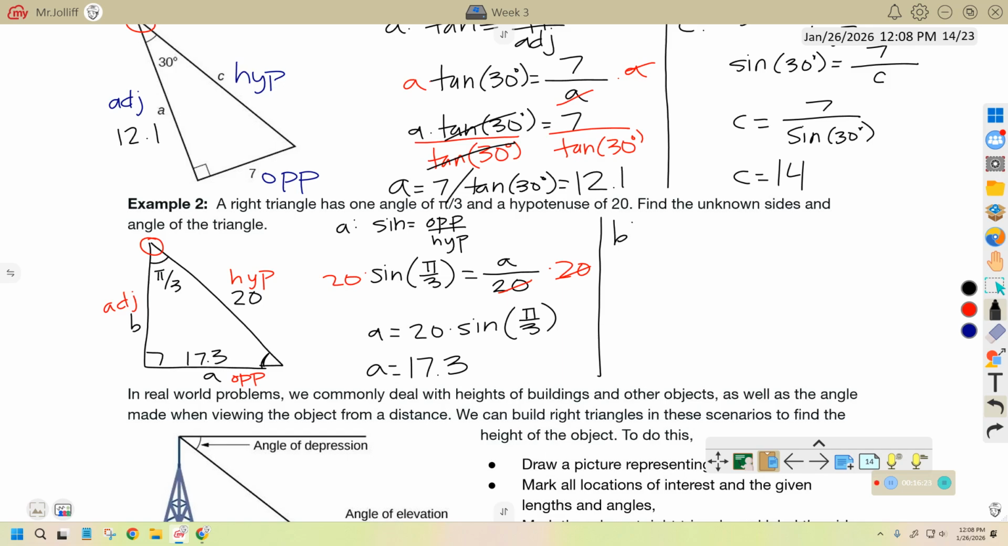I gotta find b. Somebody have a suggestion on how to do that? Cosine, very good. Cosine is adjacent over hypotenuse, and b is our adjacent side. So cosine pi over 3 equals b over 20. Looks almost identical to the one we just solved. I'm going to multiply both sides by 20. You get 10.